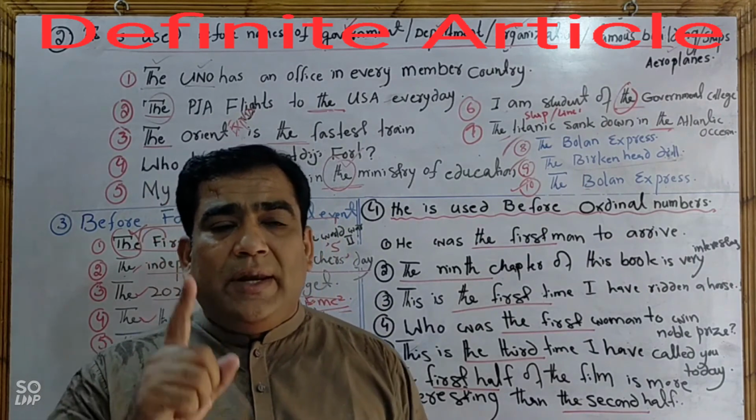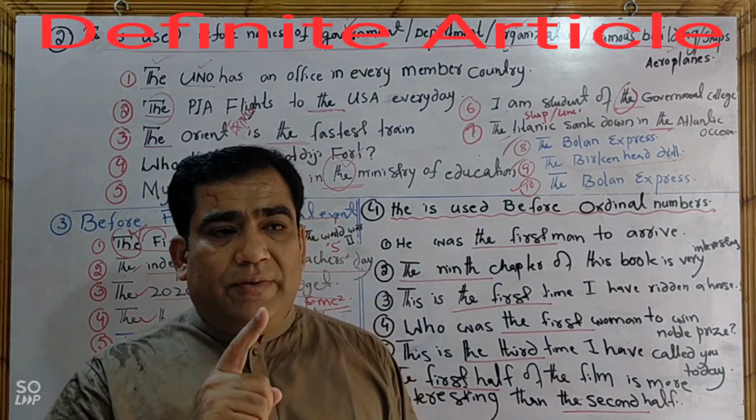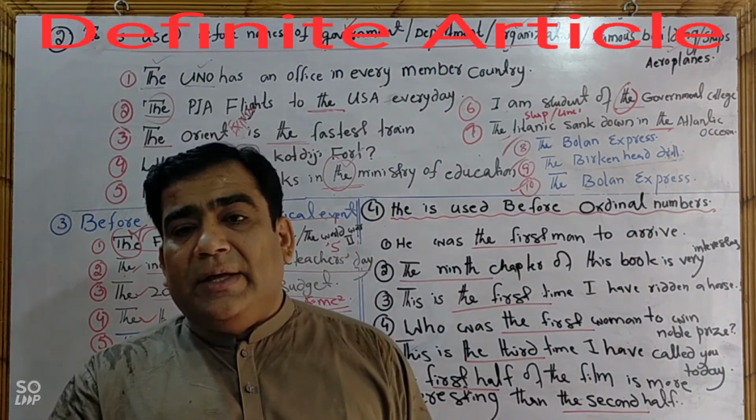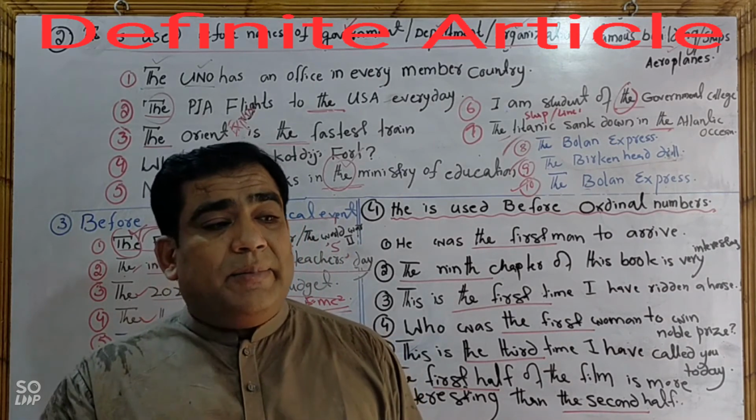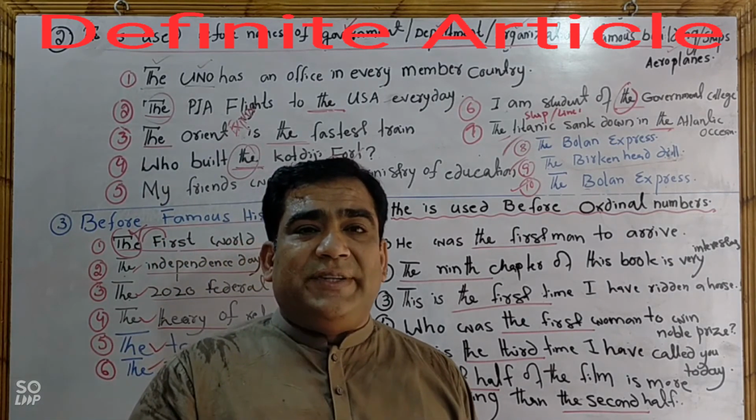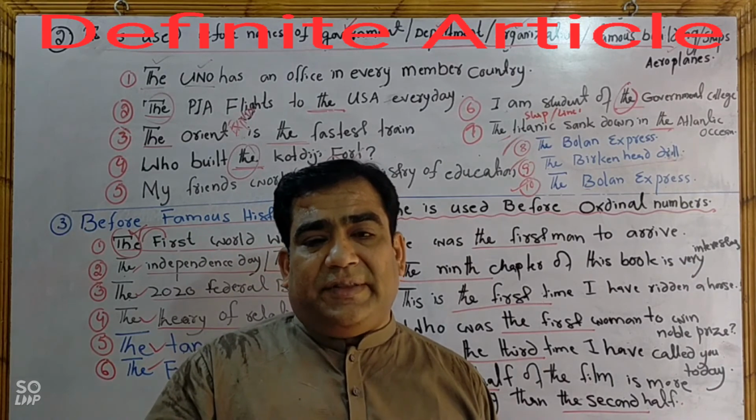What are cardinal numbers? 1, 2, 3, 4, 5, 6, these are cardinal numbers. What are ordinal numbers? First, second, third, fourth, fifth, sixth, seventh.